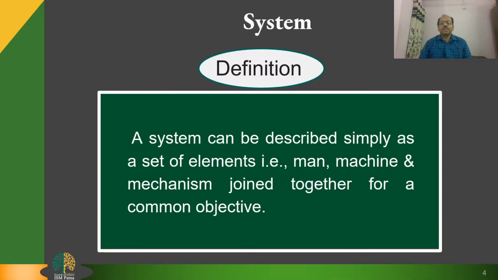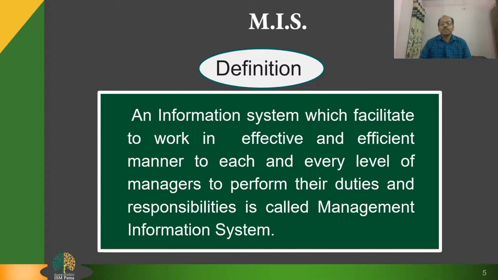The last word is system. A system can be described simply as a set of elements, that is man, machine, and mechanism, joined together for a common objective. So, after knowing all this, MIS is defined as an information system which facilitates work in an effective and efficient manner to each and every level of managers to perform their duties and responsibilities.